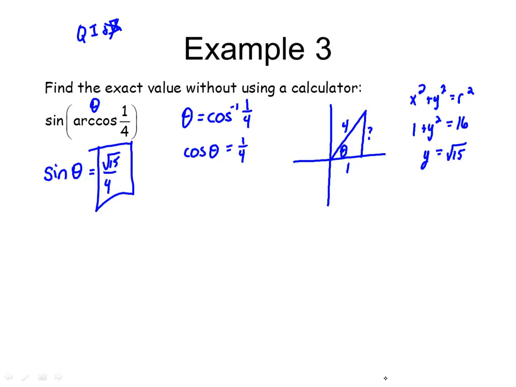Okay? So use your embedded inverse function to figure out, number one, what quadrant you're in, and number two, to set up a little diagram. Once you figure out that diagram, sometimes, not always, most of the time, you'll need to do the Pythagorean theorem and figure out the other side. Once you know the other side, you're good to go. Sine is opposite over hypotenuse, or y over r, however you want to look at it.